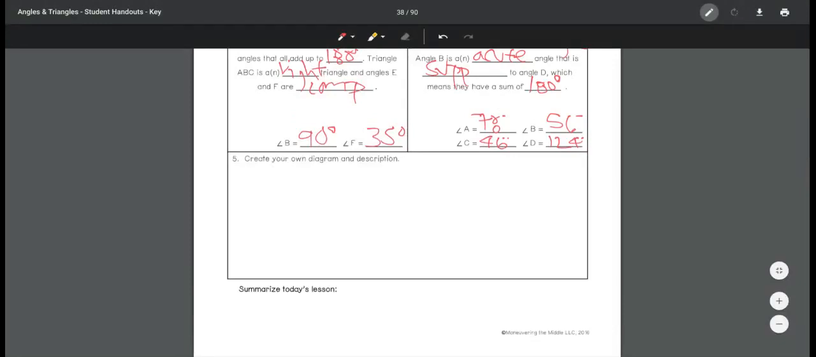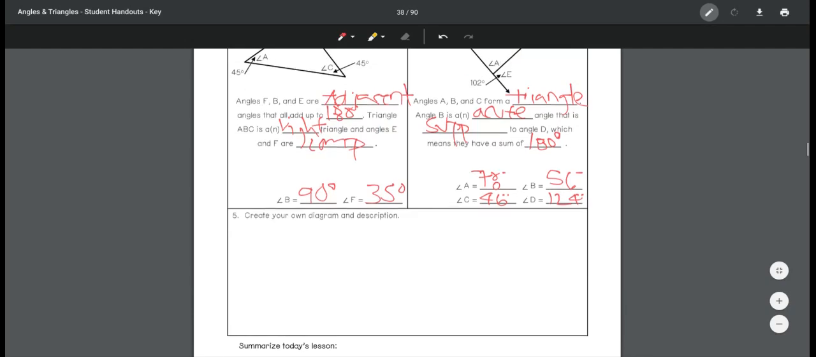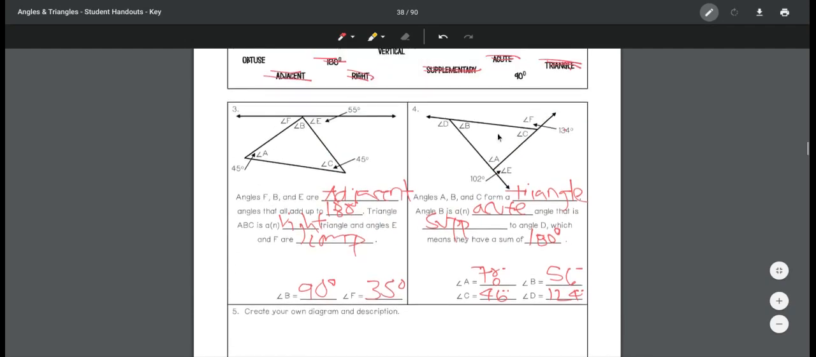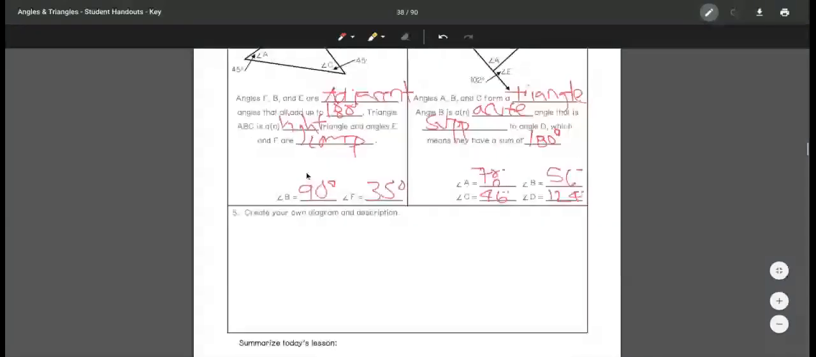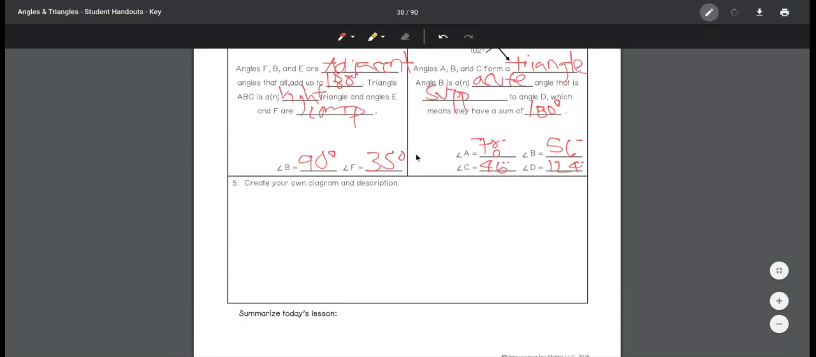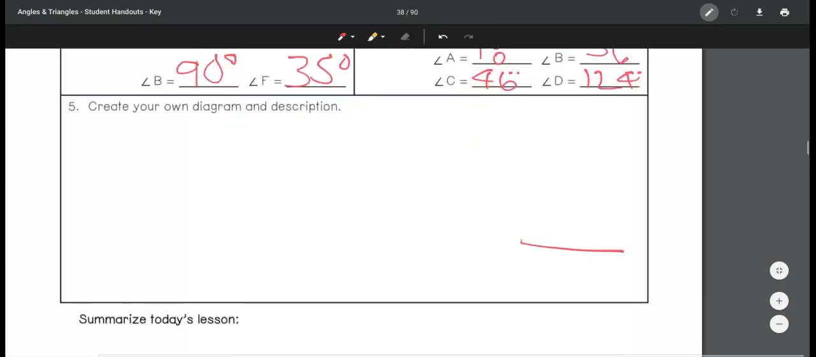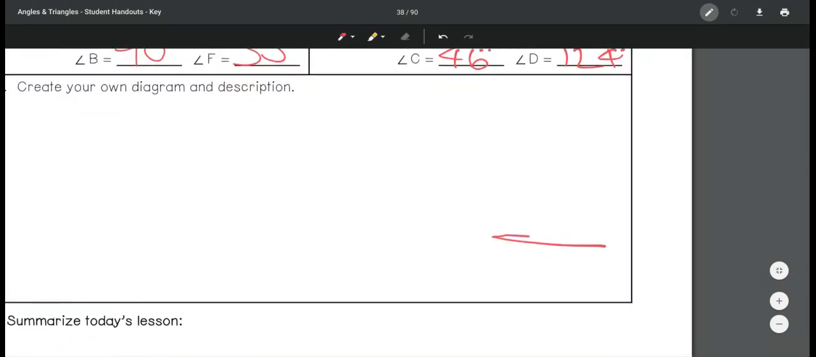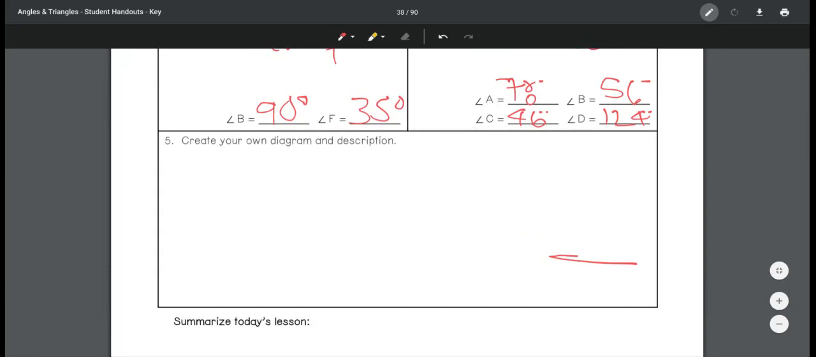So we are moving on. This is the last section. It says create your own diagram and description. This is just like these diagrams up here. It wants you to create your own and your own description, describing the angles yourself. This is just a way for you to be creative. So I'll zoom in on that and give you the chance to do that.